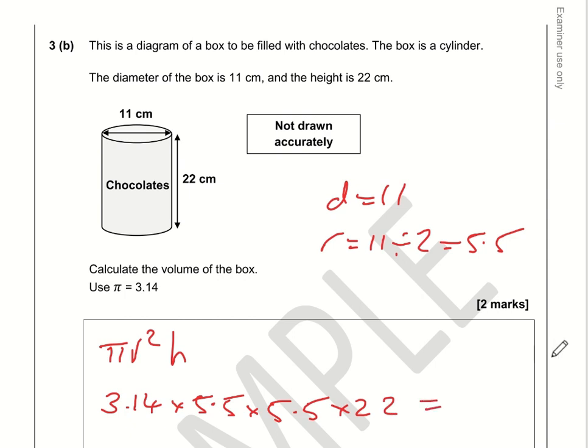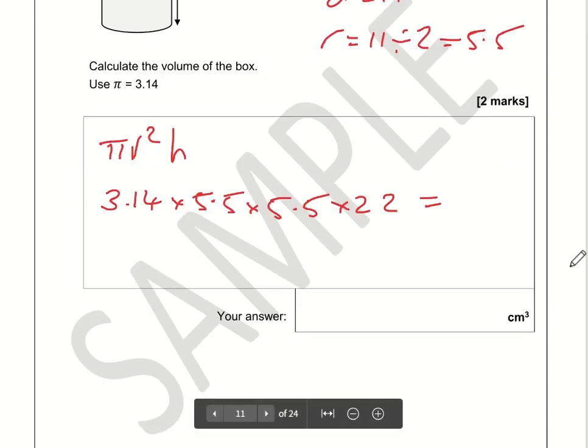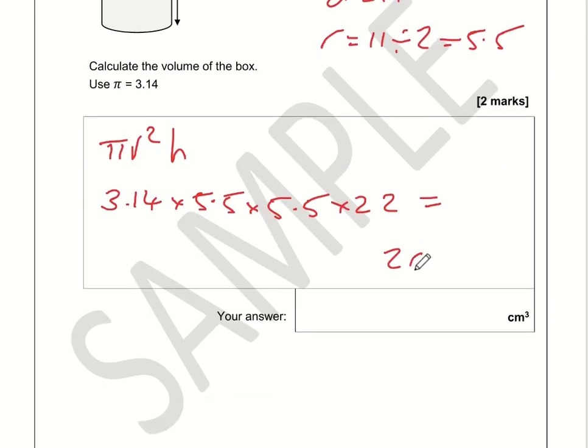And what does that come to? Let me just scroll down a little bit. That comes to 2089.67 cubic centimetres. There we go.